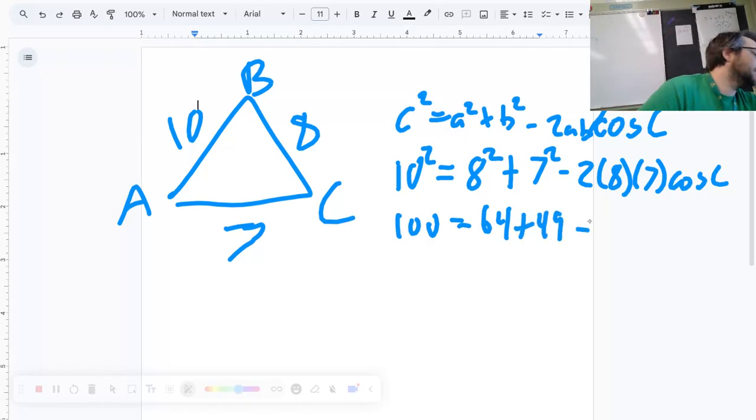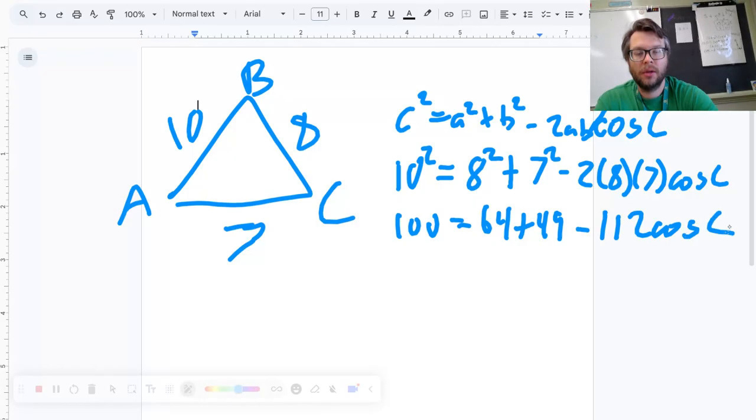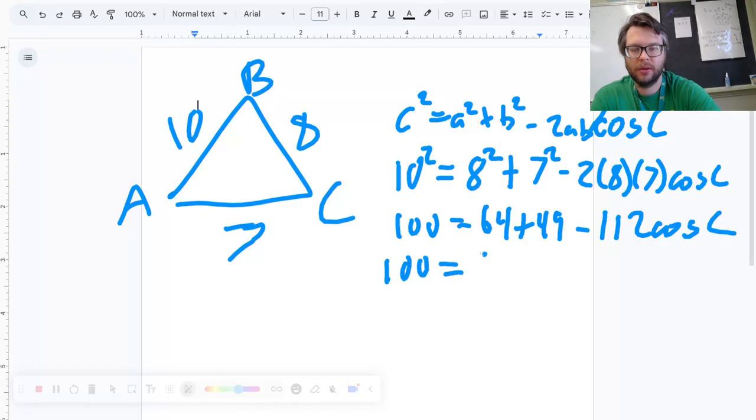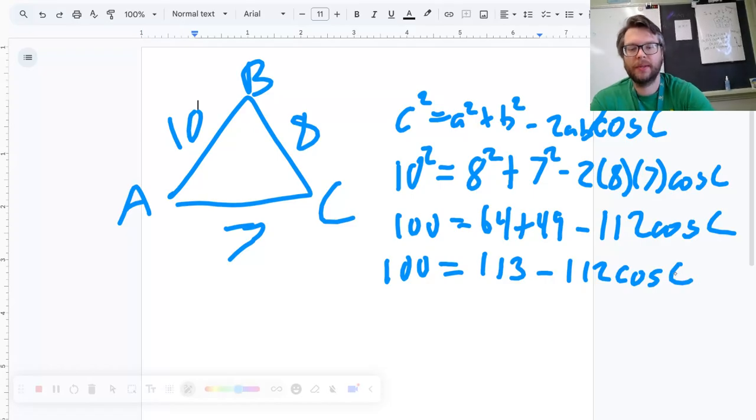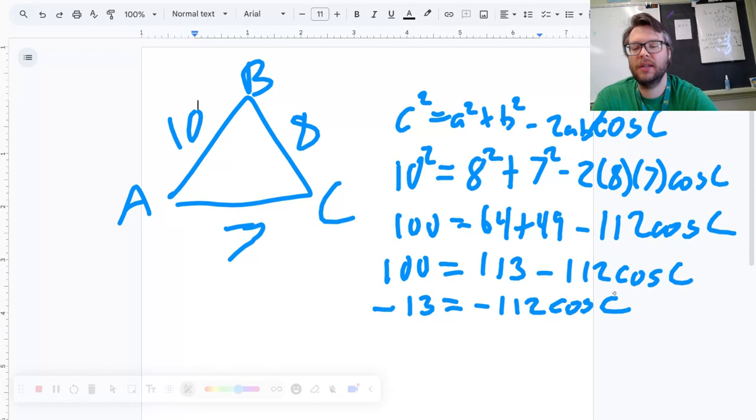Let's see, what about 2 times 8 times 7? I don't know that off the top of my head. So if I go 2 times 8 times 7, I get 112. 64 and 49 makes 113. So I get 100 equals 113 minus 112 cosine C. So I can take away 113. So negative 13 is negative 112 cosine C. Divide 13 by 112.